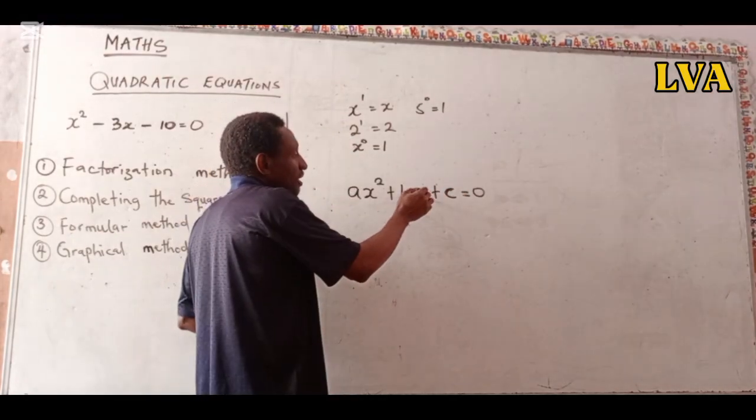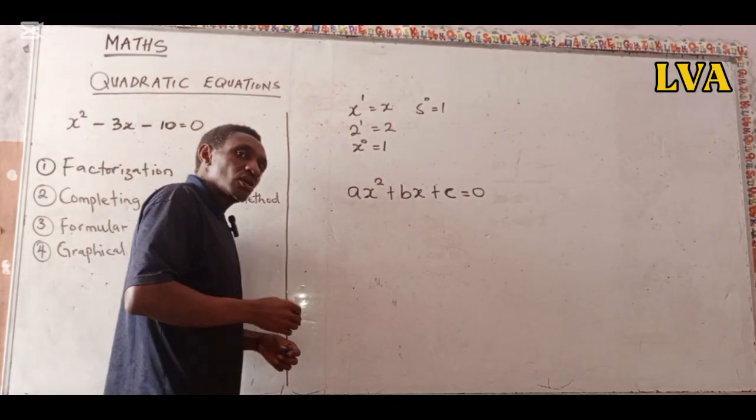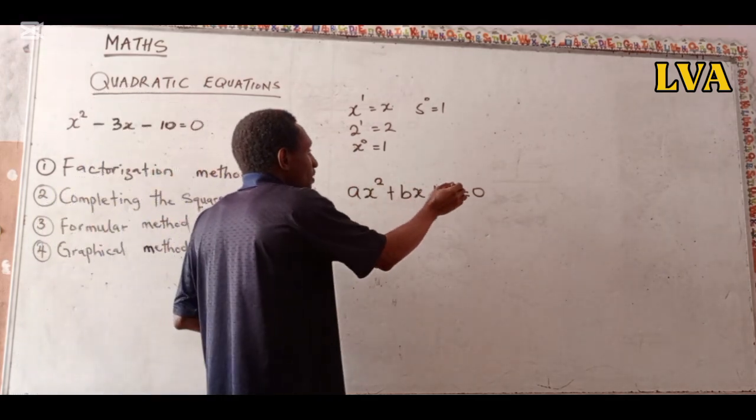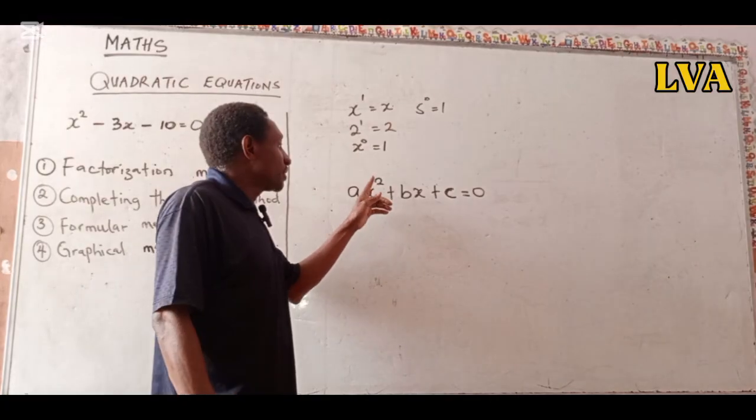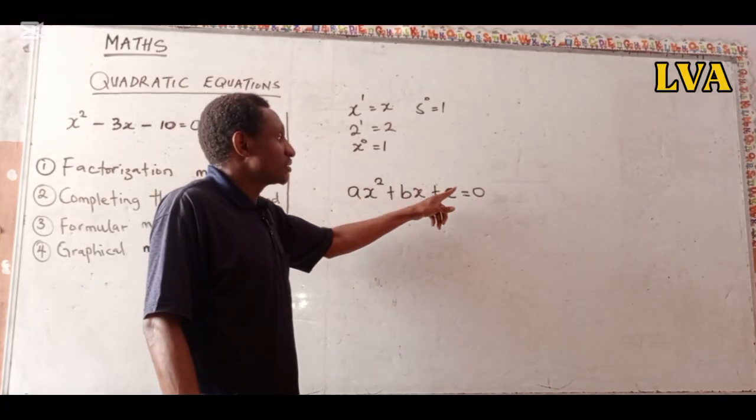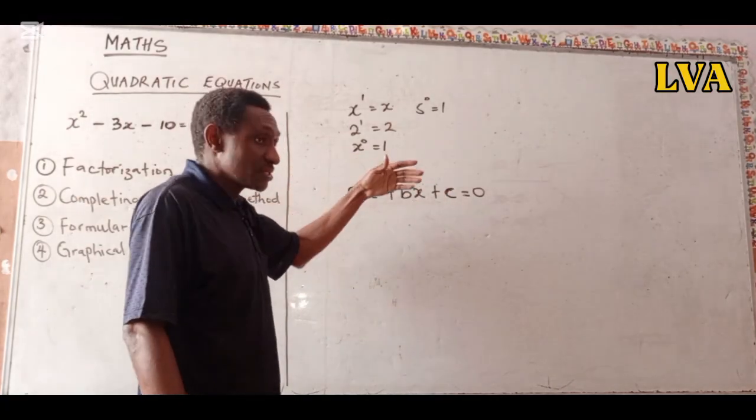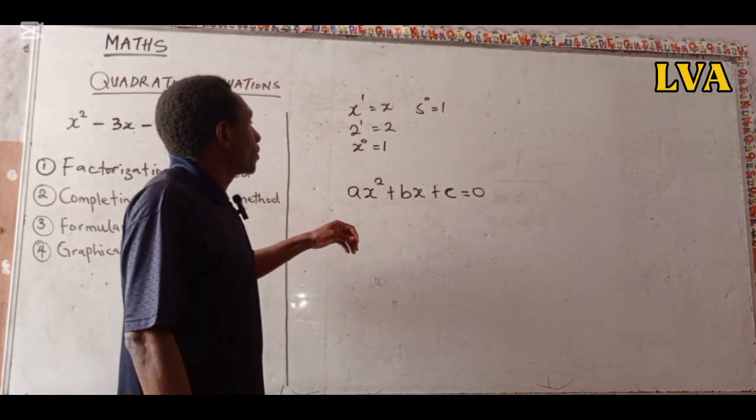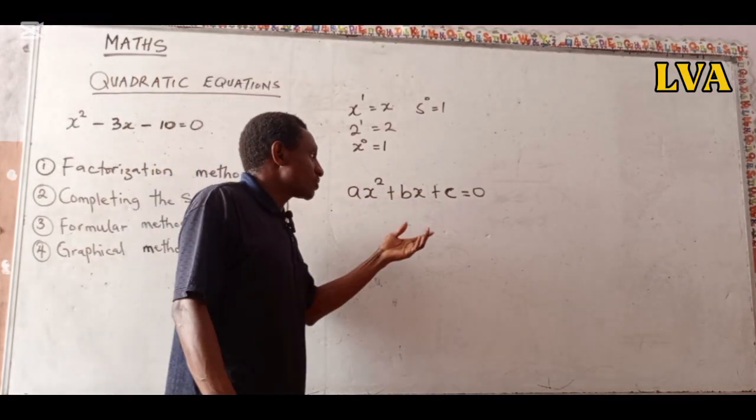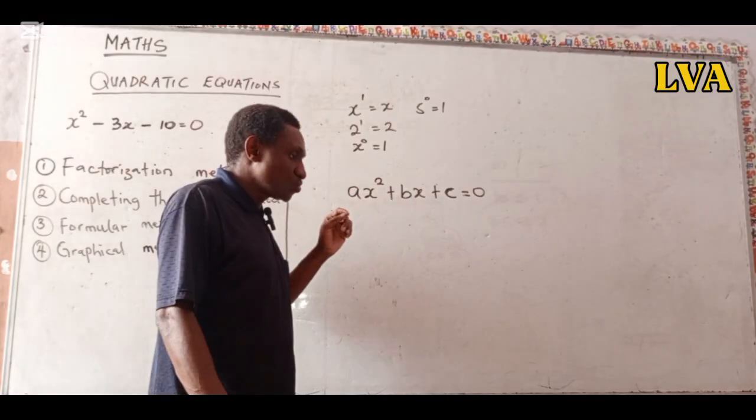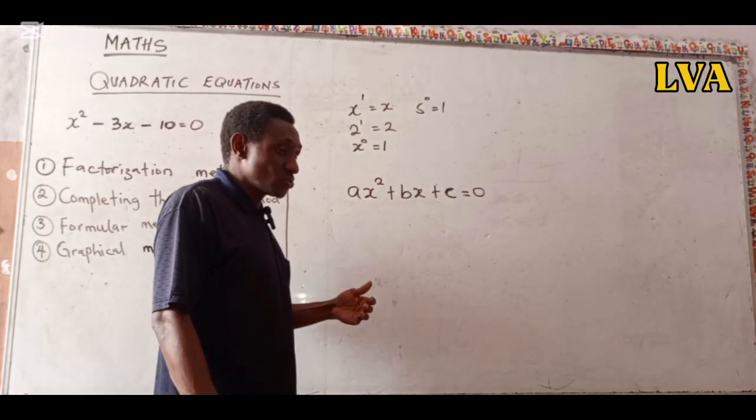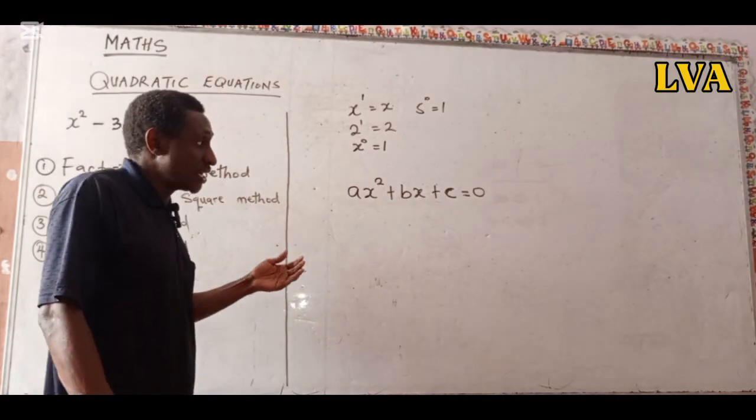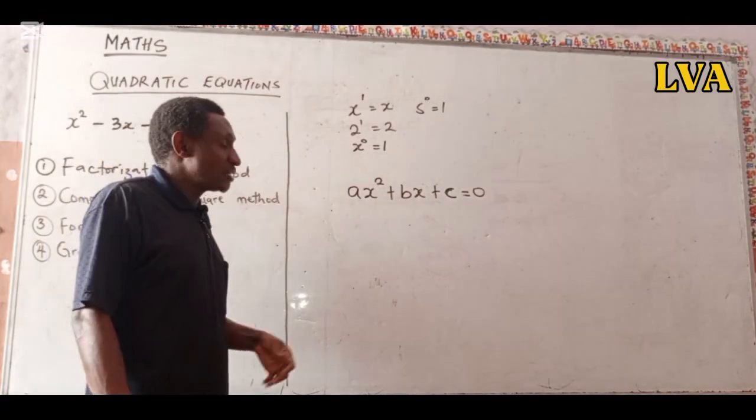And this one means the same thing as x raised to power 1, and this one is x raised to power 2. So you can see the way the power is decreasing from power 2 to power 1 to power 0. Now, a quadratic equation is an equation whose highest power is 2. If the highest power is more than 2, it is not a quadratic equation. If the highest power is less than 2, it is not a quadratic equation.